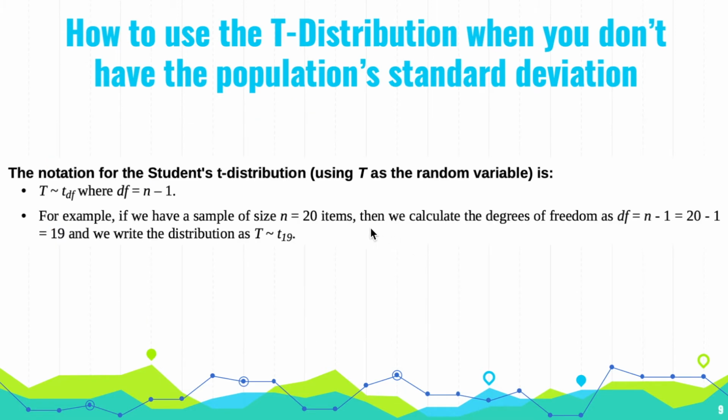Here's how we notate the T-distribution. We write a capital T, and we say it approximates the T-distribution for a particular degrees of freedom, so T sub df, where df equals the number in our sample size minus 1. So for example, if we have a sample size of n equals 20 items, our degrees of freedom for this calculation are n minus 1, which is 20 minus 1, which is 19. So we write the distribution as capital T approximates lowercase t, 19.